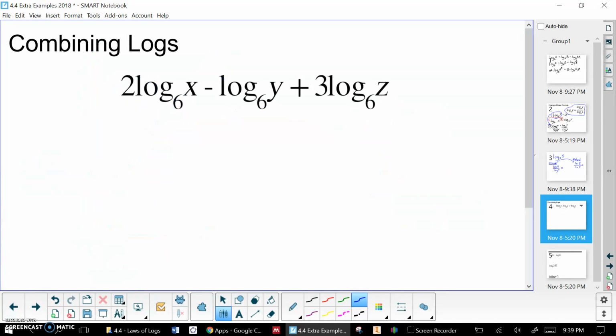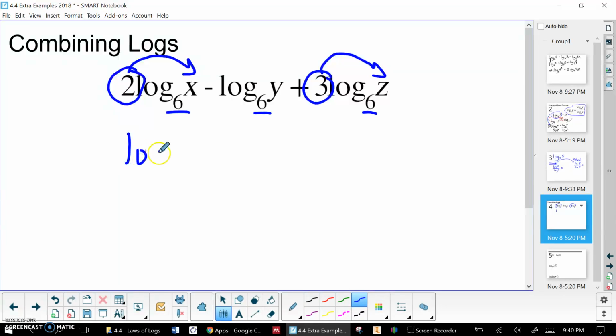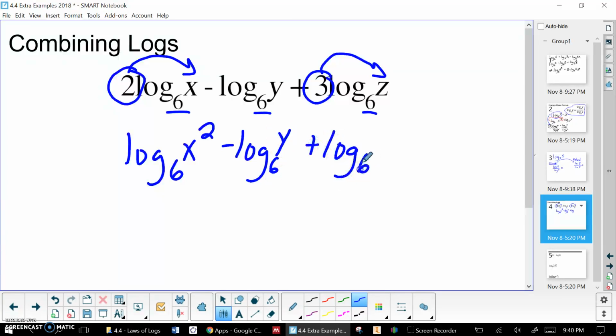Next up, that first video showed you an example of expanding logarithms. You can also use these properties the other way around to combine logarithms. And so really the important thing here is these are all the same base. And so the first thing I'm going to do is use our exponent rule to go ahead and put these exponents back up on top. And so here we're going to have log base 6 of x squared minus log base 6 of y plus log base 6 of z to the third.